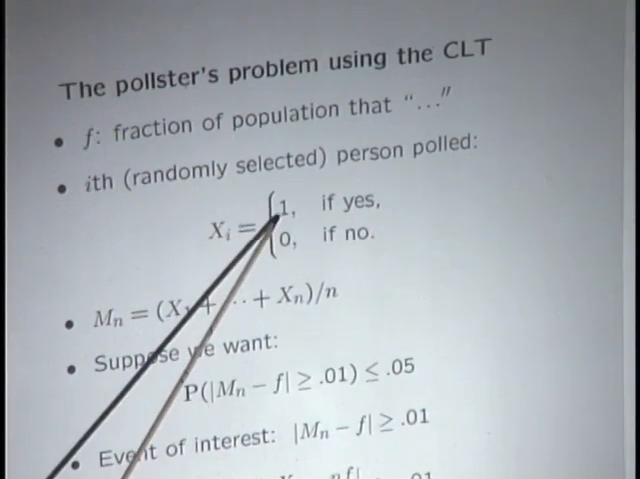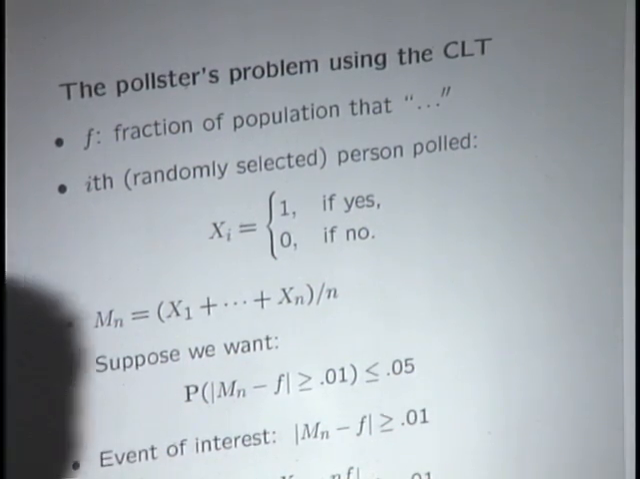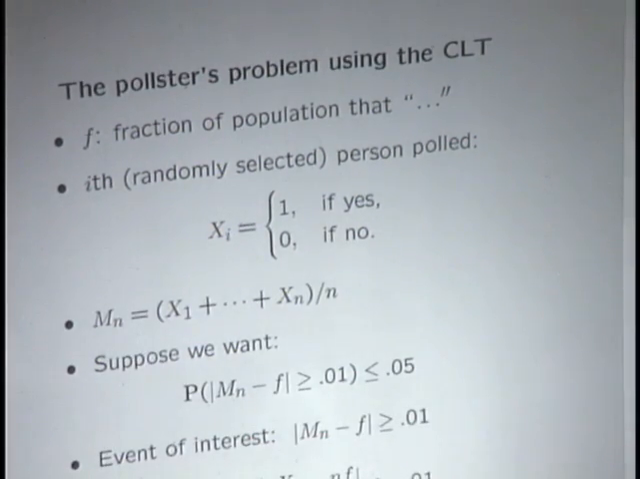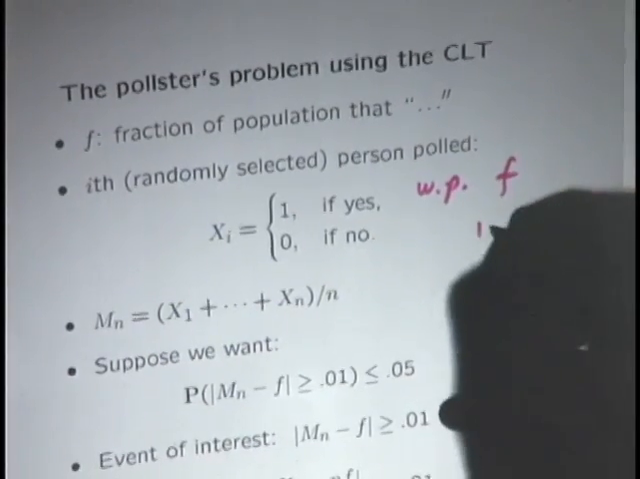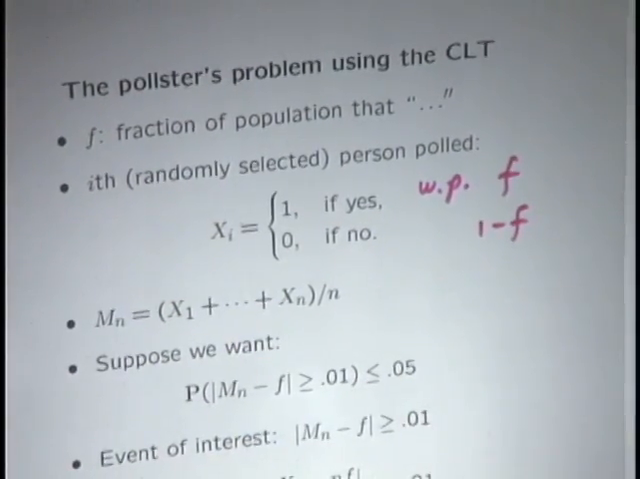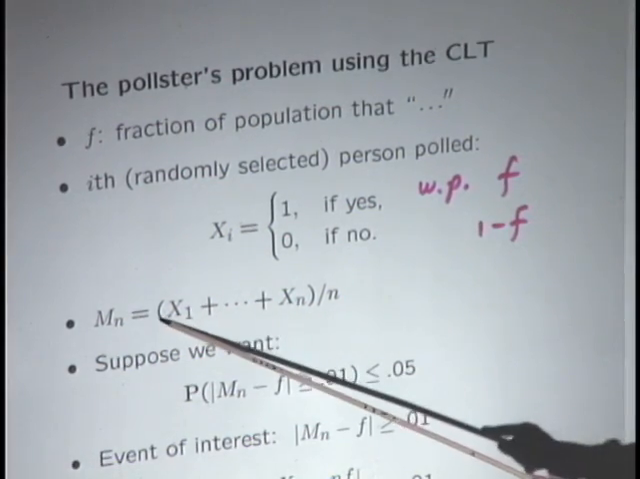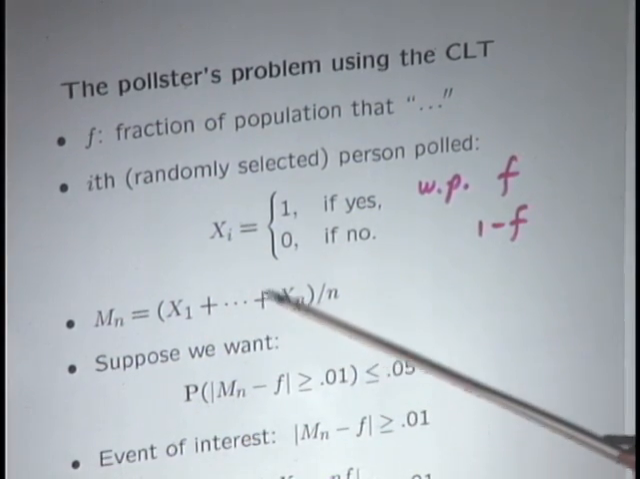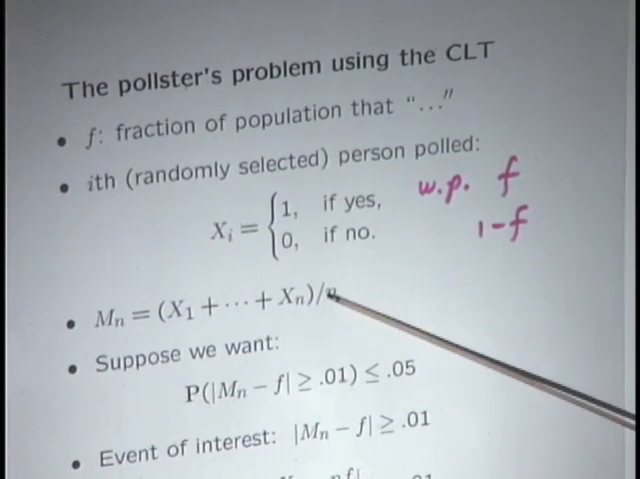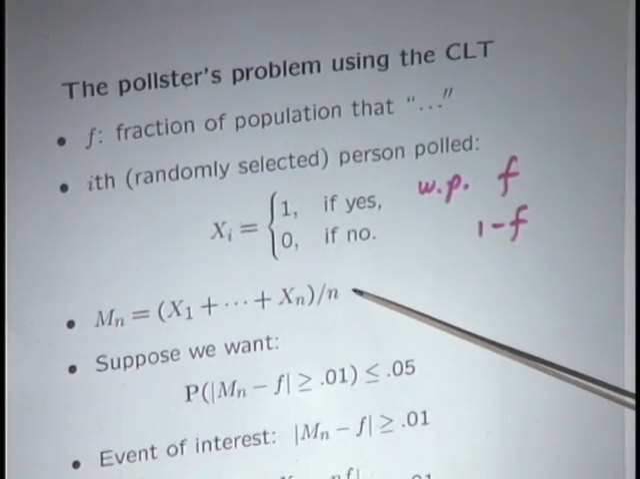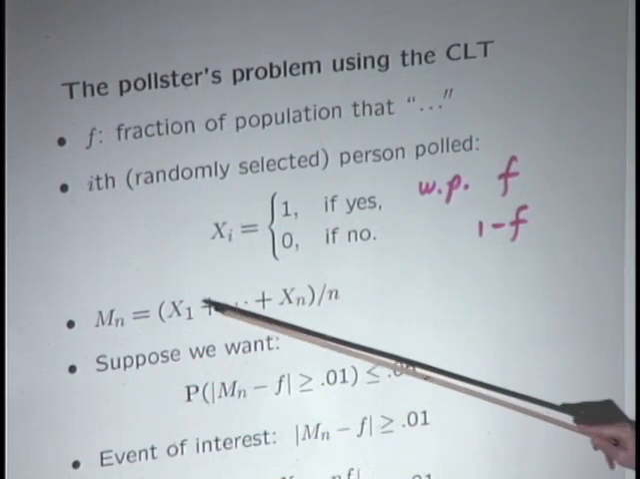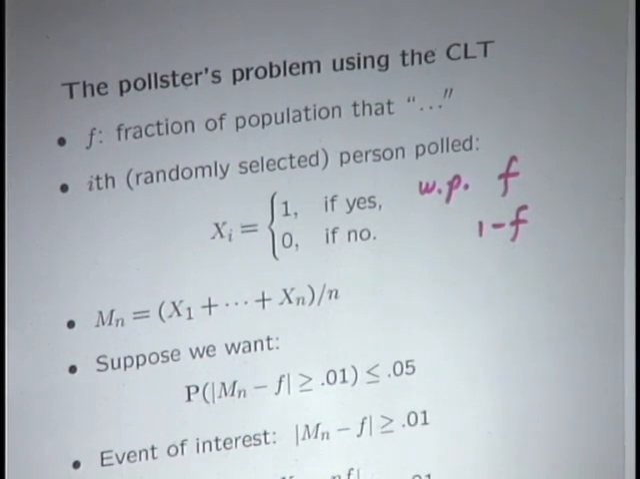A person is going to respond 1 or yes. So this is with probability f. And with the remaining probability 1 minus f, a person responds no. We record this number, which is how many people answered yes divided by the total number of people. That's the fraction of the population that we asked. This is the fraction inside our sample that answered yes.